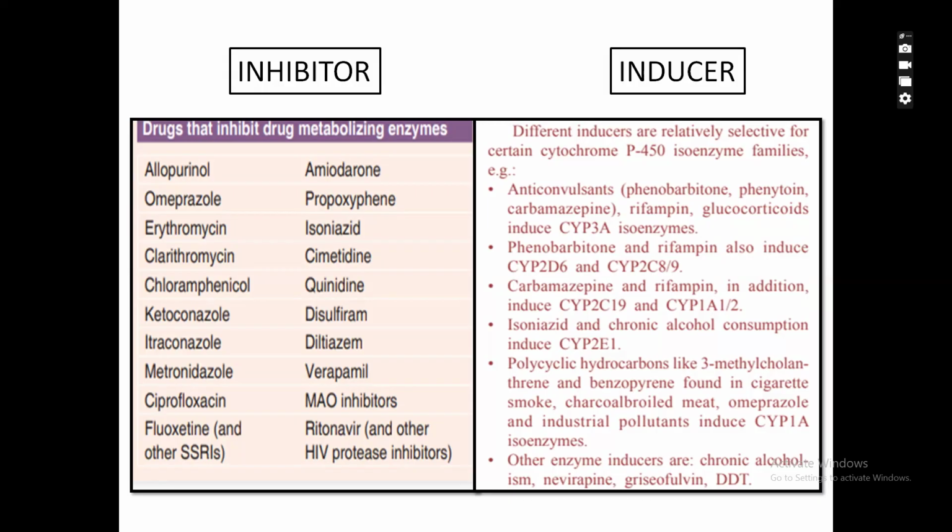While you are prescribing an anticonvulsant, you should increase the dose of the other drugs because anticonvulsants are enzyme inducers. They will increase the metabolism of those drugs, and the effect of the other drug will come down. When you are prescribing isoniazid, carbamazepine, or rifampin, you should keep in mind the inducer. So if you are prescribing an anticonvulsant or an anti-TB drug, you should keep in mind enzyme induction and the failure of action of the other drug.